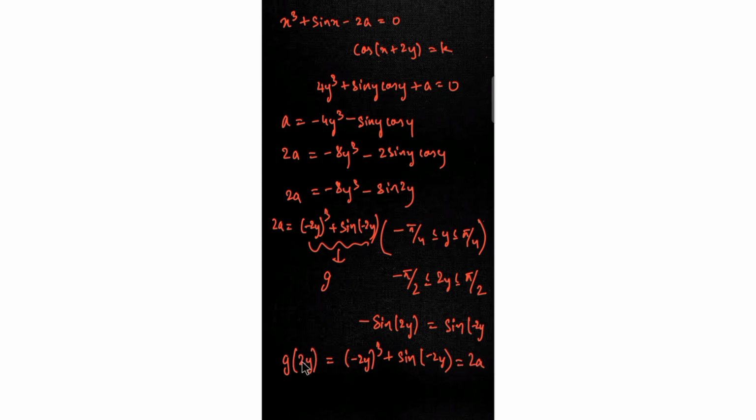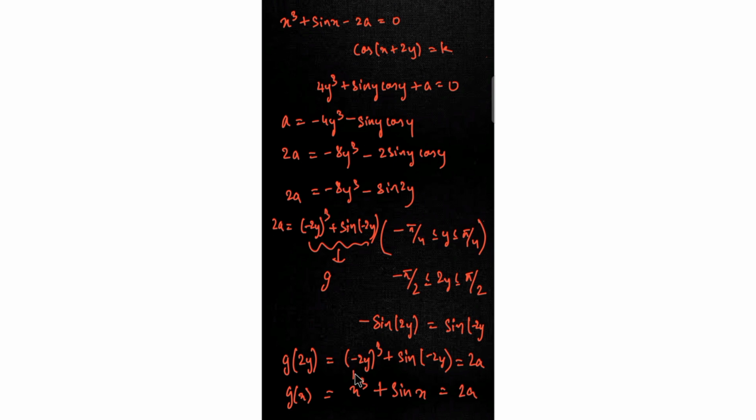Alright, what if I put x instead of 2y? I get g of x is equal to x cube plus sine of x, which is again 2a, isn't it? From the first equation we can see that 2a is equal to x cube plus sin x. So if I put the value 2y in the function g, I'm getting that value to be 2a, which is minus 2y whole cube plus sin of minus 2y. If I put x in the g function, I'm getting the same value 2a.